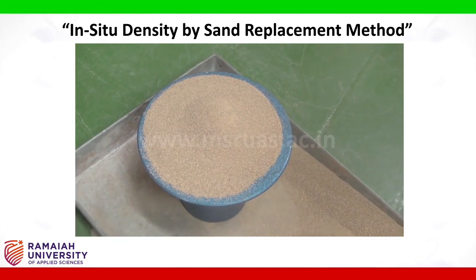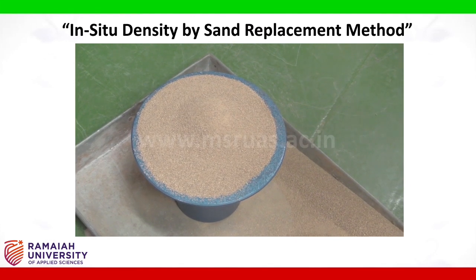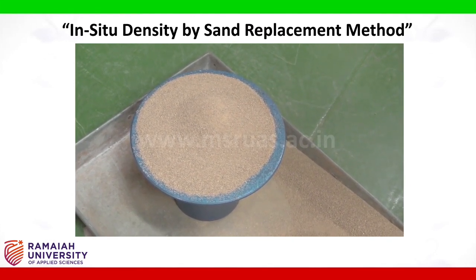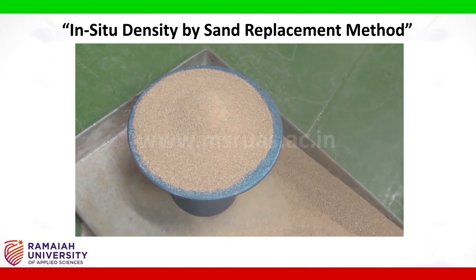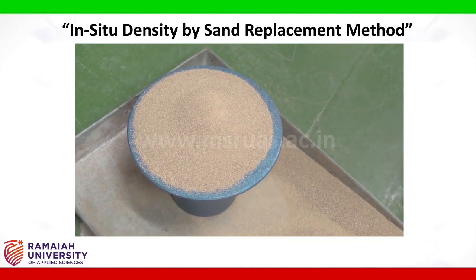After getting the weight of the sand sample which fills the calibrating container alone, knowing the volume of that, we can find out the density of the sand which fills that calibrating container. That finishes the calibrating part of the sand replacement method.